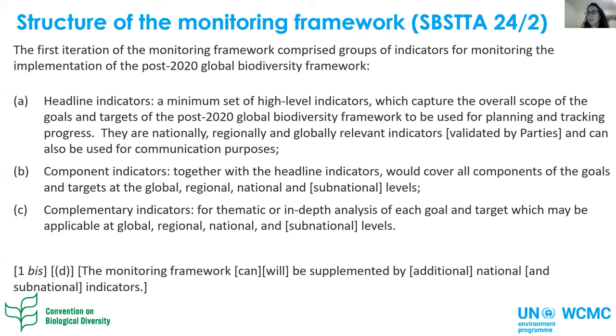Then there are component-level indicators. They are similar in that they should be nationally and globally relevant. However, they perhaps capture a narrower scope of the goals or the targets, and so they're filling gaps. No headline indicator is going to be able to capture the entire scope of a biodiversity issue, so these component indicators fill gaps in some of the headline indicators' coverage. And then there are complementary indicators, which are a running list of other indicators that may be useful for different levels of assessment.